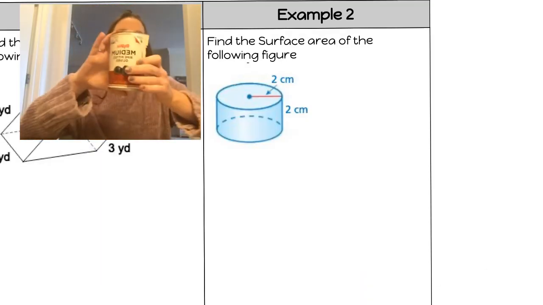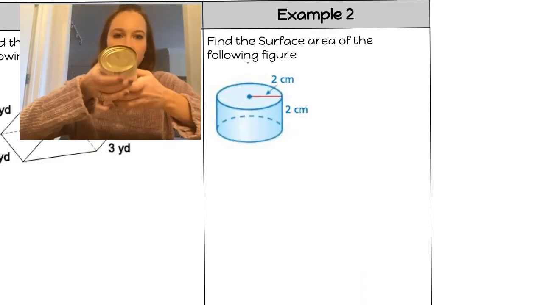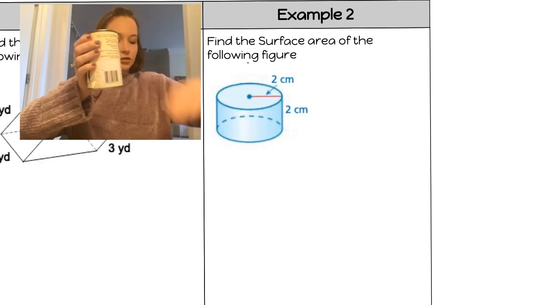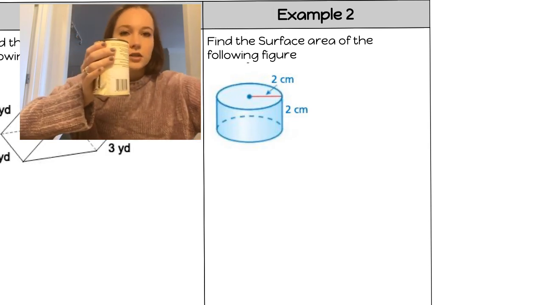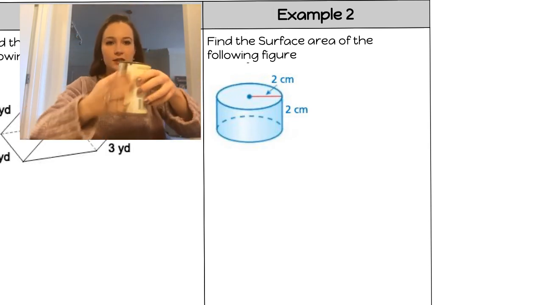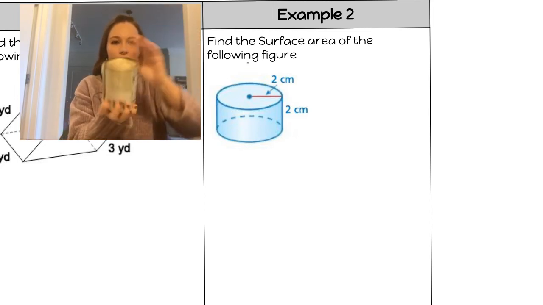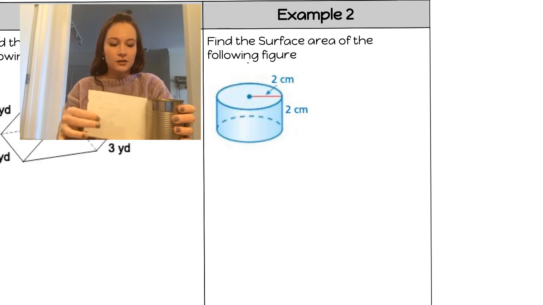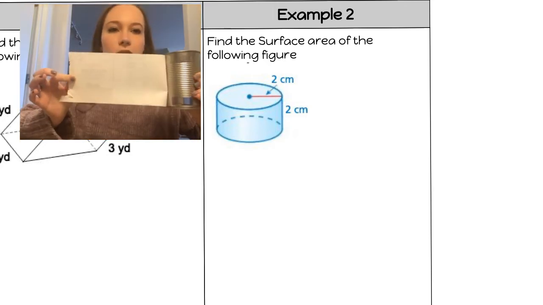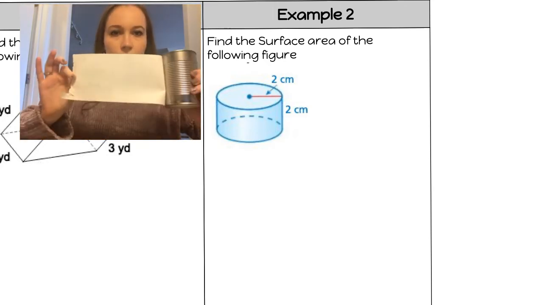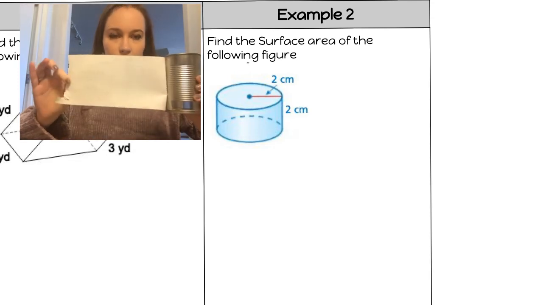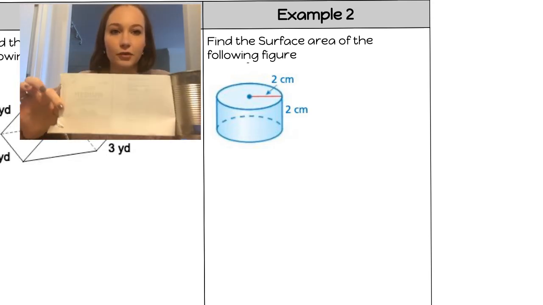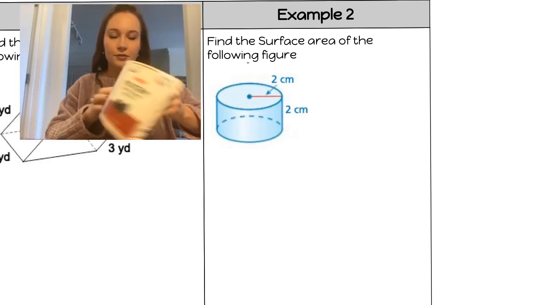Okay, so here I have a can, and it's a cylinder. Okay, it has a round bottom and then goes straight up. So its surface area is going to be this around the side, plus the top and the bottom. If I unfold that, this middle part ends up being a rectangle. So the surface area of a cylinder is a rectangle and 2 circles.